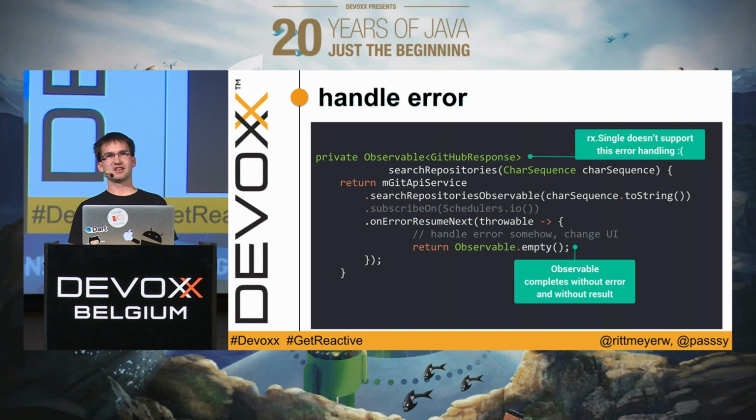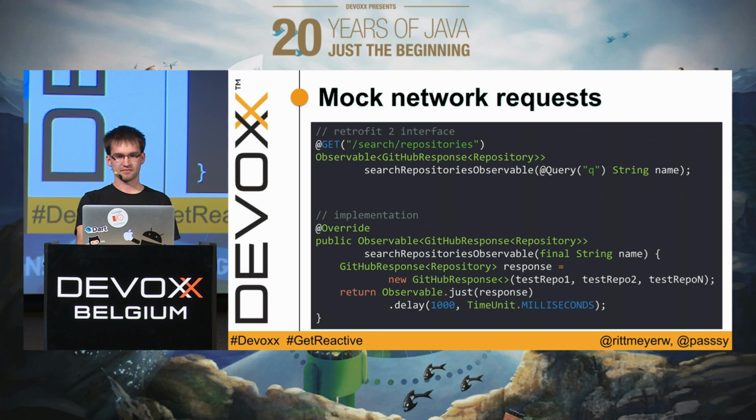But single has no on-complete, so single does not support observable.empty. And this is a big problem, and that's why I'm using observable with Retrofit and not single. But I should use single, and I haven't found a solution for this. So I use observable empty in the error case, and it works pretty good.